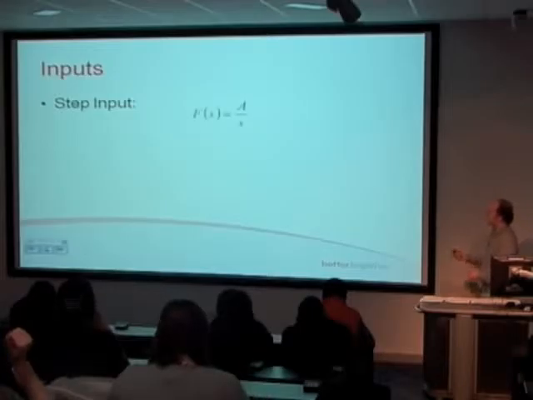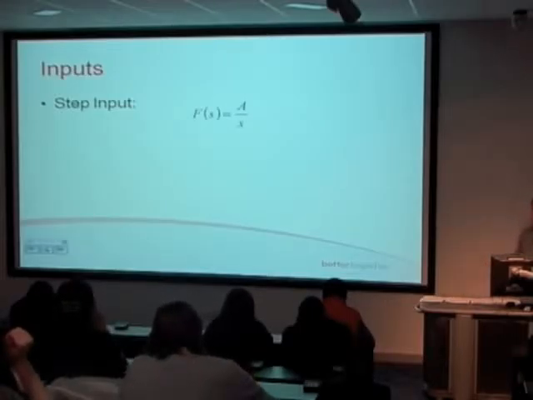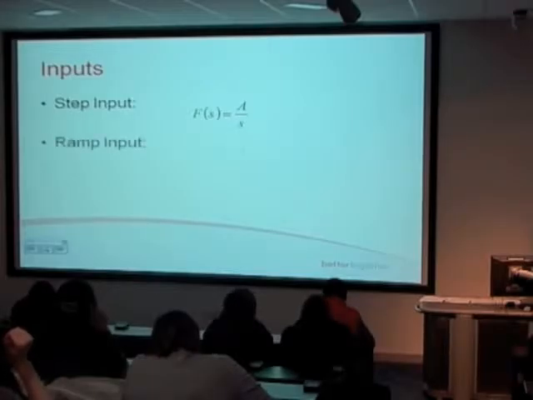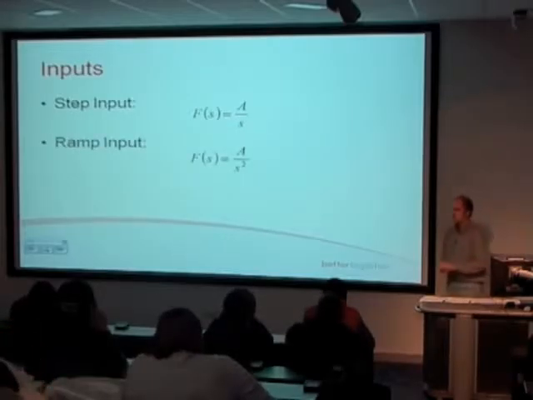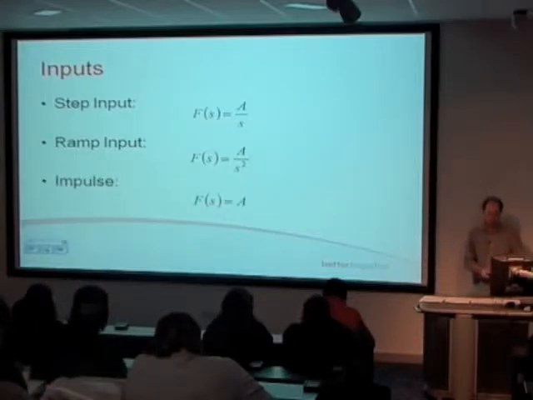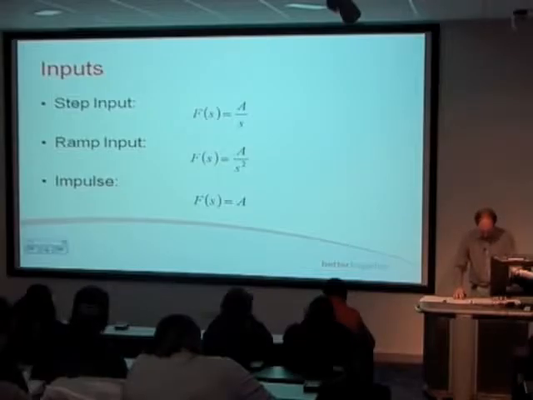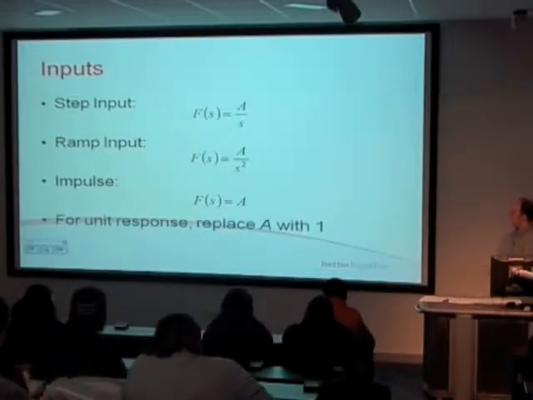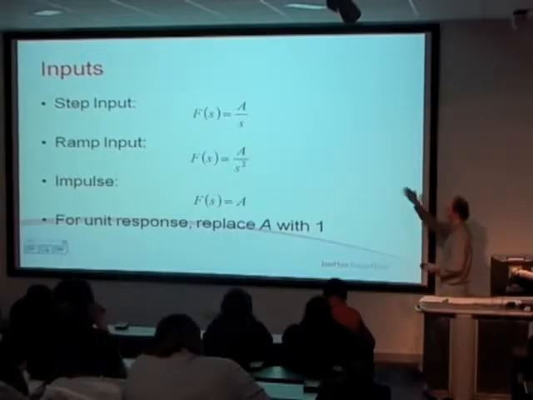We have a step input, which we saw was A upon S. That's your input to the system. If you've got a ramp, it's A upon S squared. And then if you've got a pulse or an impulse, you have A. And then for a unit value of any of these, you just replace A with 1. Okay, and then that will give you a unit step, a unit ramp and a unit impulse.